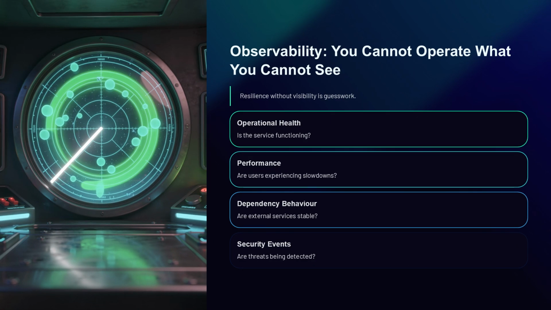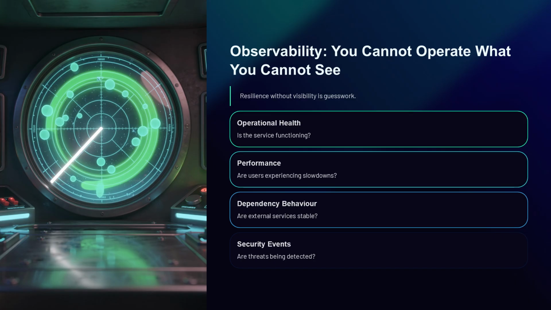With resilience behaviors defined, you now move to observability because resilience without visibility is guesswork. Observability is your ability to understand what is happening inside a system through the signals it produces. This includes operational health, performance characteristics, dependency behavior, and security relevant events. As an enterprise architect, you make observability a non-negotiable design requirement for critical services.